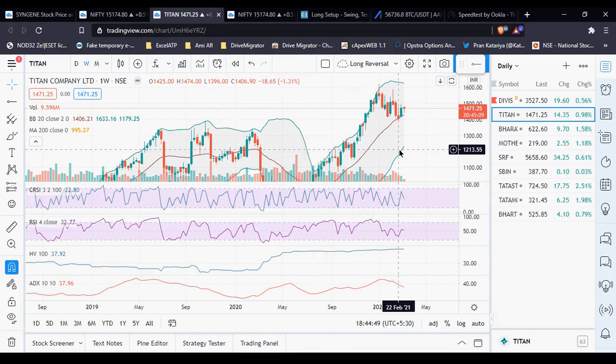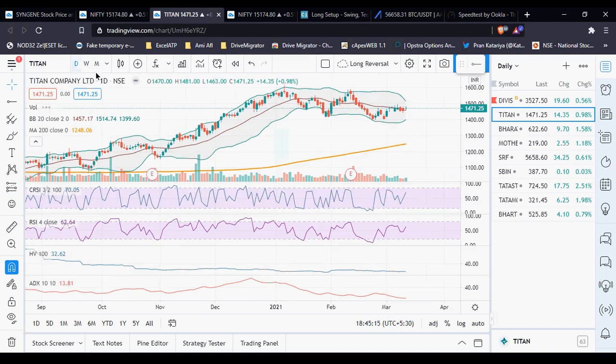It's almost at a support, so you could either discard it or go ahead with the setup as per your risk appetite, because the candle has not closed. The previous weekly candle has not closed and the current week candle is almost touching the middle Bollinger Band. So you can risk on this.